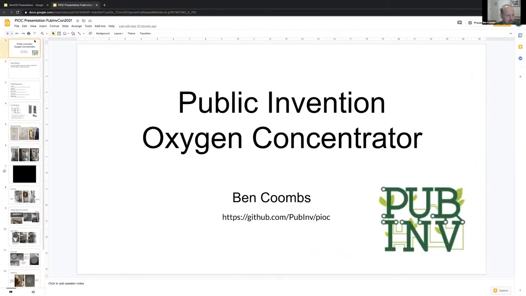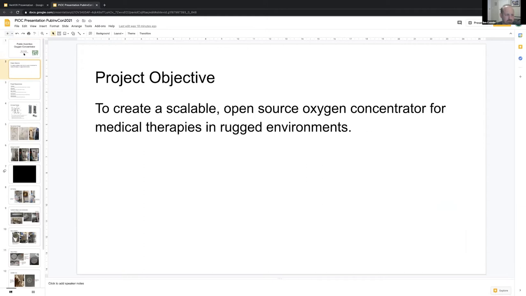So I'll talk about the public invention oxygen concentrator next. We recognized that with all these ventilator projects, we needed to address the oxygen shortage, which you might have heard of in the news recently, with some of these hospitals in Los Angeles. Basically, the high flow oxygen therapies are really pushing the systems to the limits in the hospitals, and it's become a big problem now all across the world.